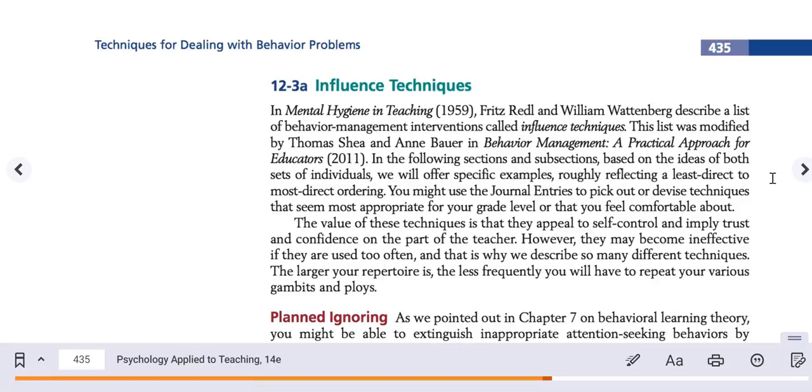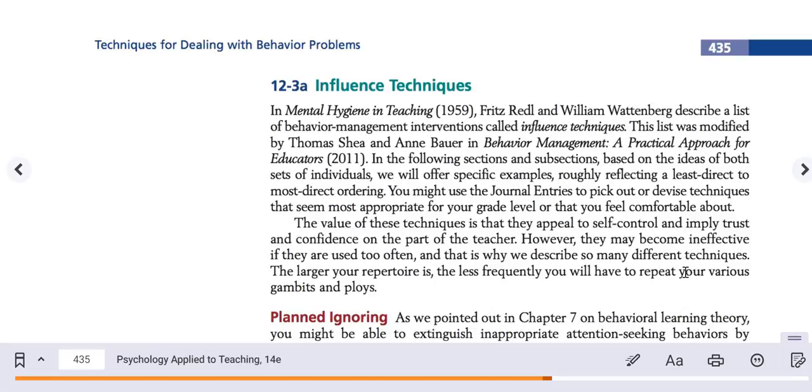Influence techniques. In Mental Hygiene in Teaching, Fritz Redl and William Wattenberg describe a list of behavior management interventions called influence techniques. This list was modified by Thomas Shea and Ann Bauer in Behavior Management, a Practical Approach for Educators. In the following sections and subsections, based on the ideas of both sets of individuals, we will offer specific examples, roughly reflecting a least direct to most direct ordering. You might use the journal entries to pick out or devise techniques that seem most appropriate for your grade level or that you feel comfortable about.